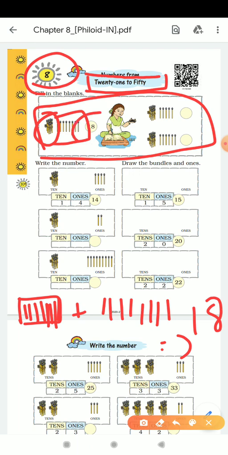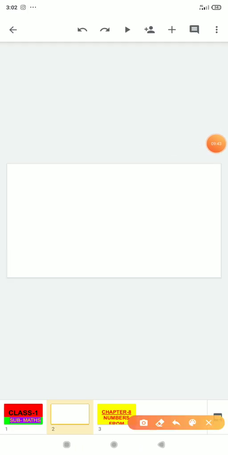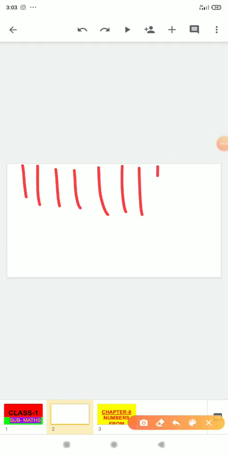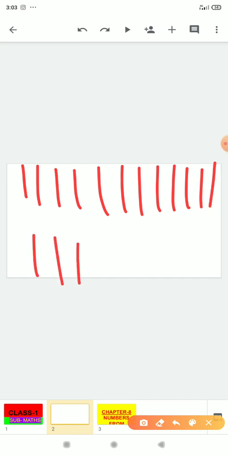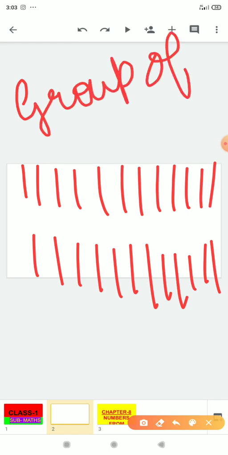Okay, so here we have number 18. Before doing this, we should know the importance of 10. We have to learn to make bundles of 10. Suppose I have made a lot of lines here, and I don't know how many lines there are. Now we have to make a group of 10.